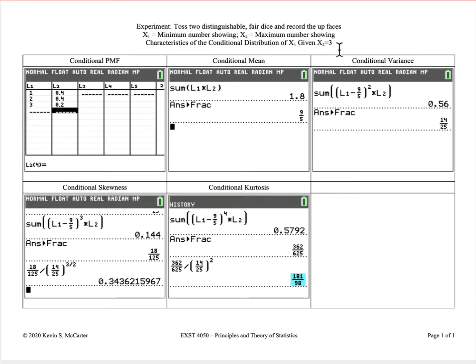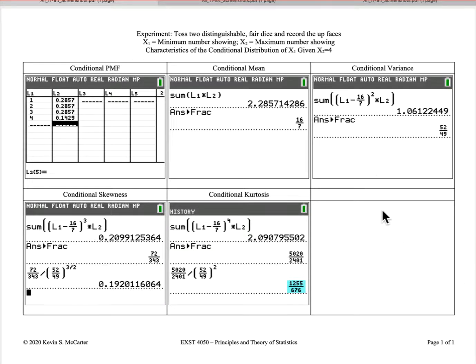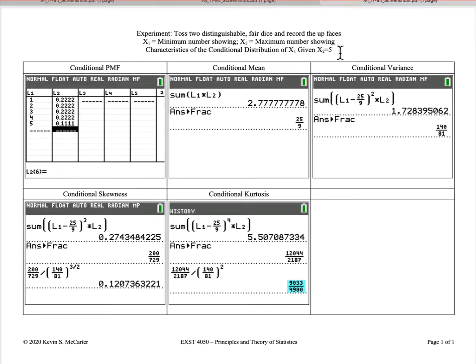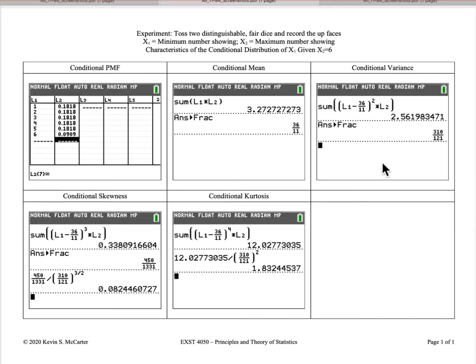Here's the output for the results when we're conditioning on x2 being equal to 3. And you can compare the values obtained here with those that we looked at previously, and also in my summary page that I'll put up in just a moment. And here's a situation where we're conditioning on x2 being equal to 4. For x2 being equal to 5. And then finally for x2 being equal to 6.